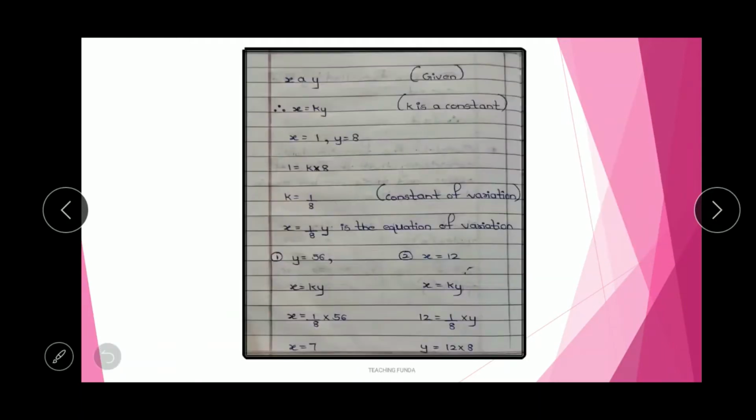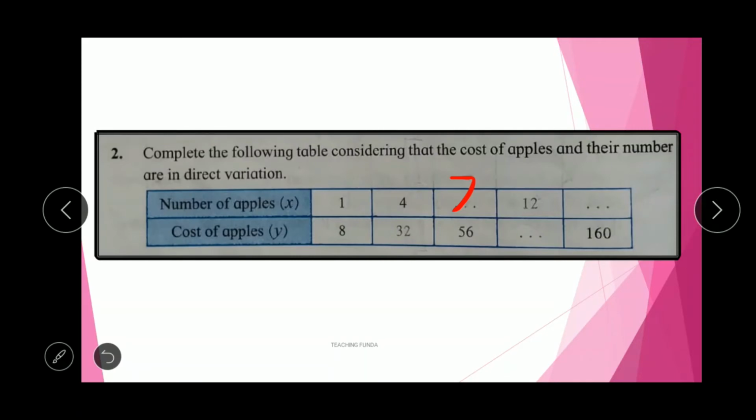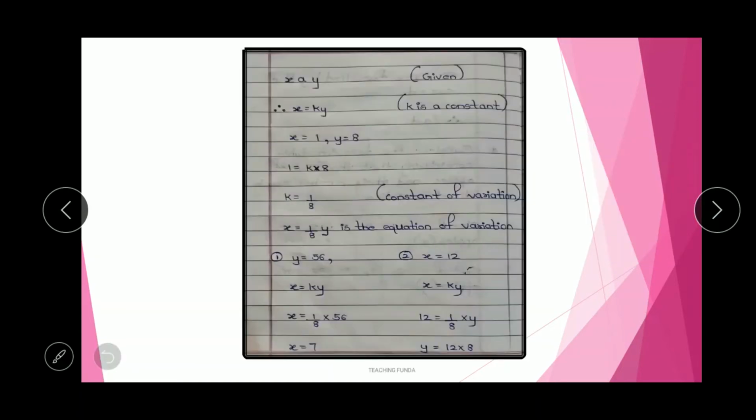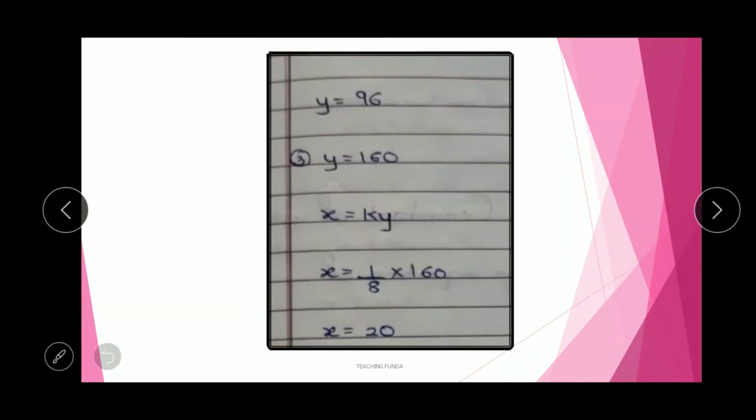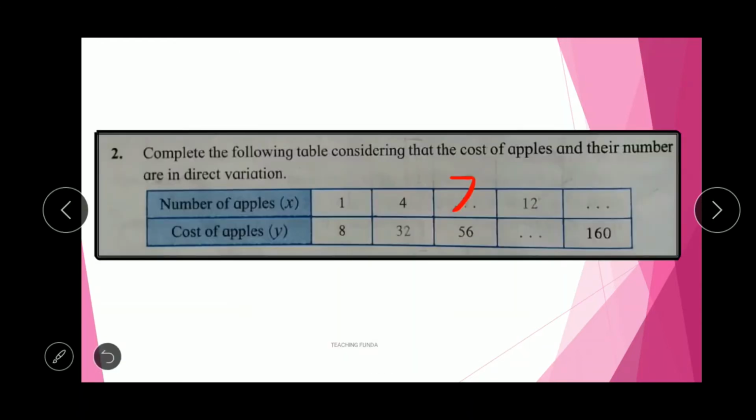Now in the second case, the cost of apples is being asked and x is given, that is 12. So the same condition you have to write. x is equal to 12, x is equal to k upon y, same formula. So replace the values and you will get y is equal to 96. Okay, we got y is equal to 96 here.